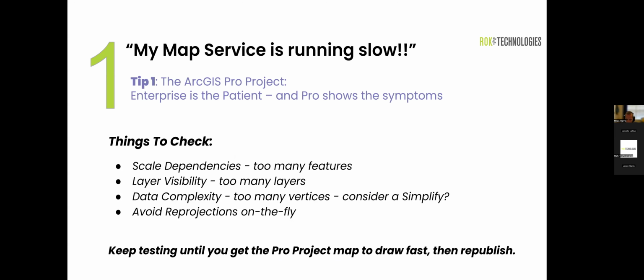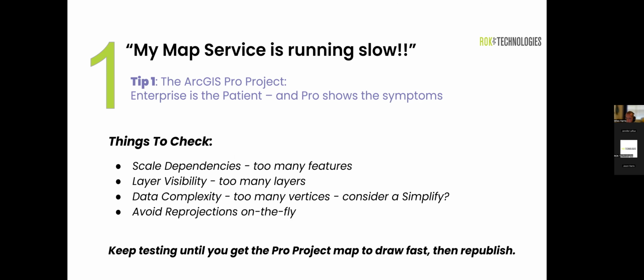So my map service is running slow. Think of it like this. Your entire ArcGIS Enterprise is the patient, and the ArcGIS Pro project and map service is exhibiting these symptoms, right? If your ArcGIS Enterprise is sick, it's the patient. The Pro project is showing you the symptoms.